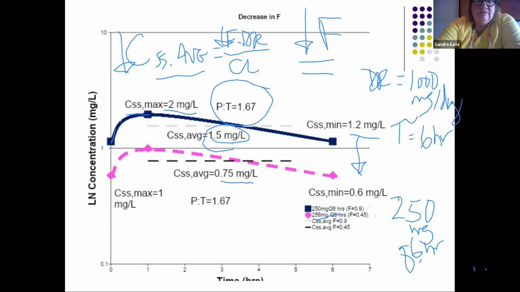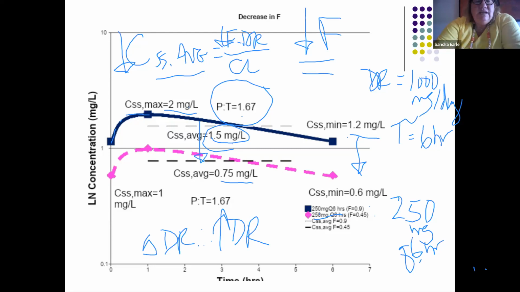So what are we going to have to do? We're going to have to change dose rate for sure, right? We're going to have to change our dose rate. Now, are we going to increase or decrease our dose rate? Well, our CSS average fell, so we're going to need to increase our dose rate, right? We're going to have to give more drug to make up for this difference. What about dose interval? Do we need to change our dose interval? Where our peak to trough ratio here is 1.67. So 2 divided by 1.2 is 1.67.